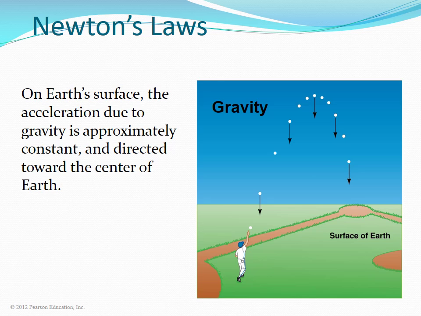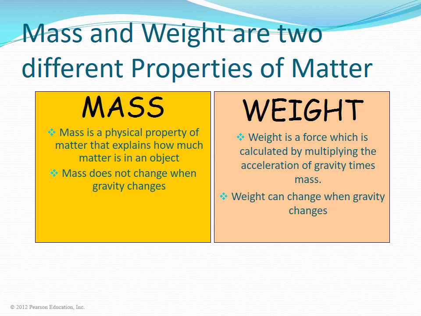On Earth's surface, the acceleration due to gravity is approximately constant and directed toward the center of Earth. We will explore variations in the acceleration of gravity in later chapters. Mass and weight are two different properties of matter. Mass is a physical property of matter that explains how much matter is in an object. Mass does not change when gravity changes. Weight is a force which is calculated by multiplying the acceleration of gravity times mass. Weight can change when gravity changes.